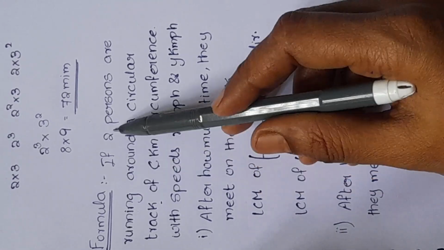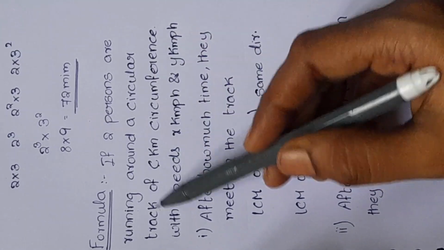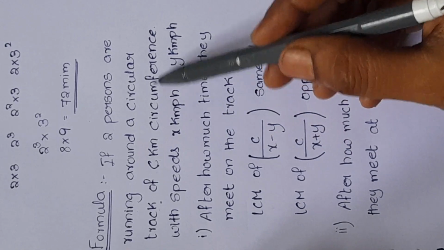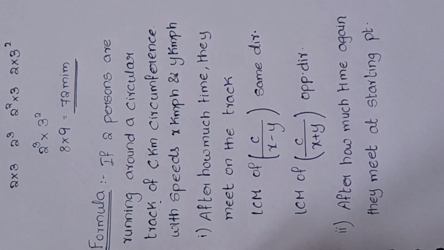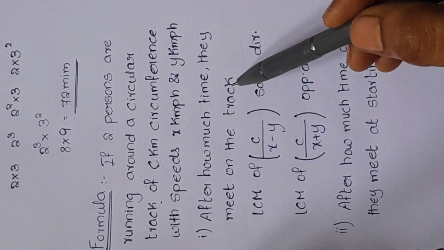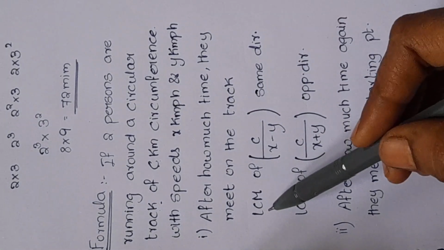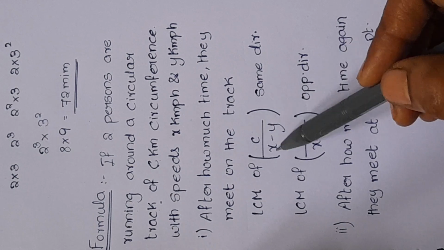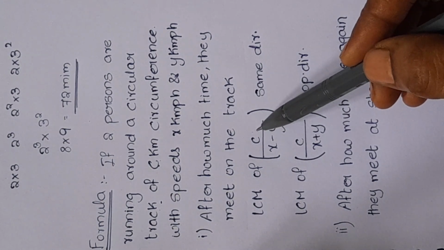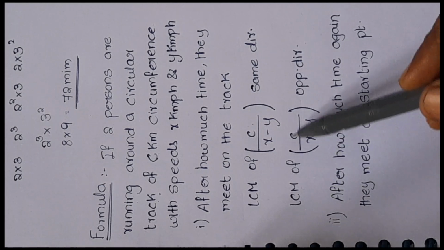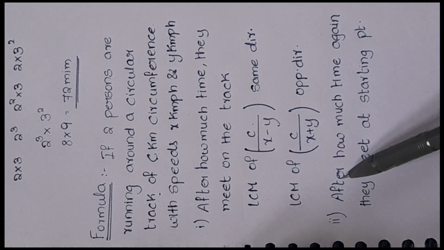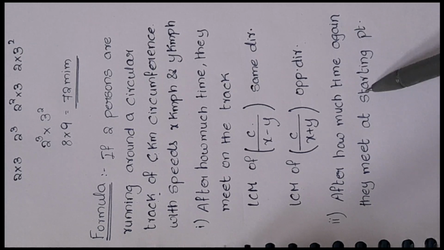Let us see a formula. If two persons are running around a circular track of c kilometers circumference with speeds x kilometers per hour and y kilometers per hour, then after how much time do they meet on the track? If they are moving in the same direction, we can find it by LCM of c by x minus y. C is the circumference of the circular track. If they are moving in the opposite direction, we can find it by the LCM of c by x plus y. Now, after how much time again do they meet at the starting point?